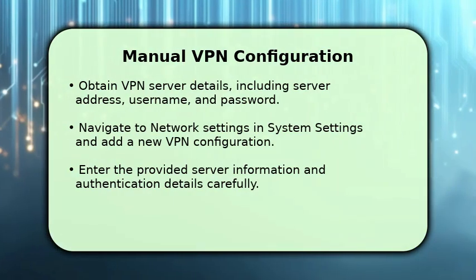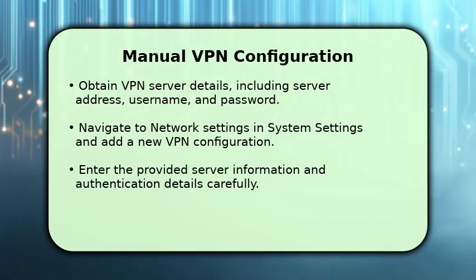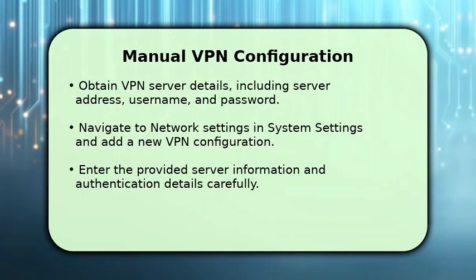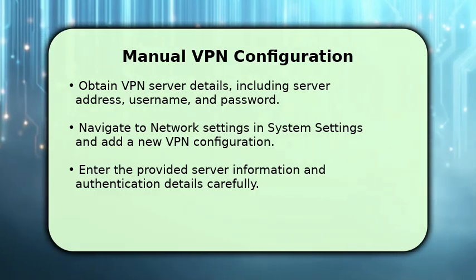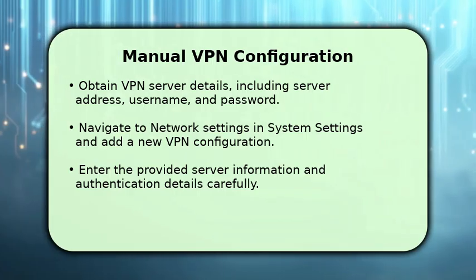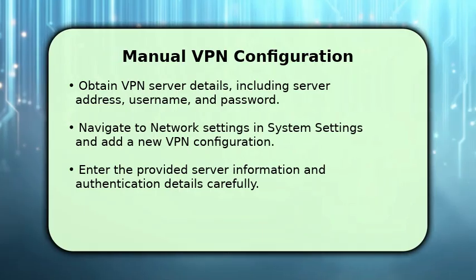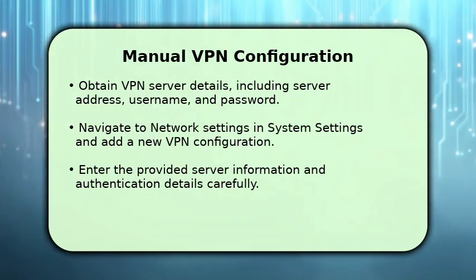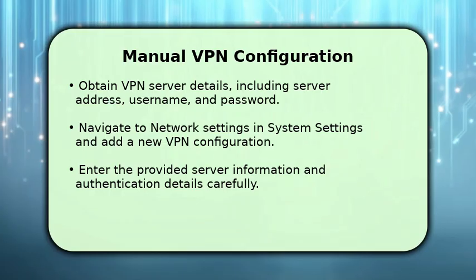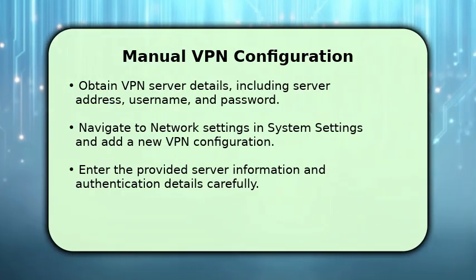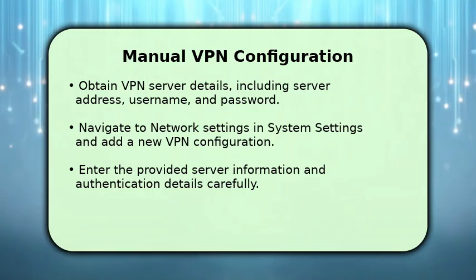For those who prefer more control or have specific network requirements, manual configuration is an excellent option. You will need to obtain the necessary server details from your VPN provider or network administrator. This typically includes the server address, your username, and password. Then, open System Settings on your Mac, go to the Network section, and click the plus icon to add a new VPN connection. Select the VPN type, enter all the provided information, and click Connect to establish your secure tunnel.